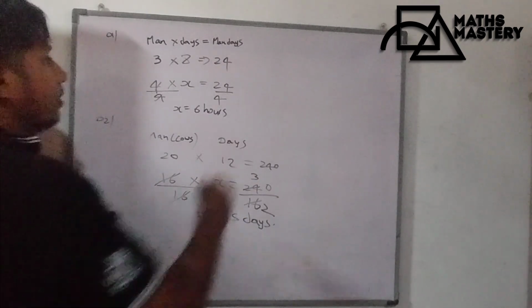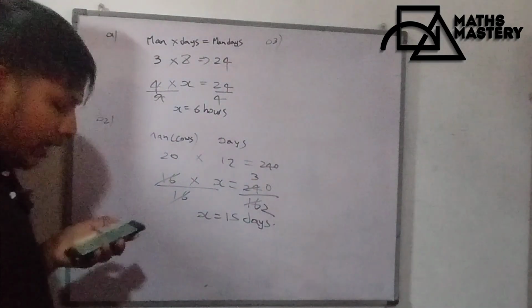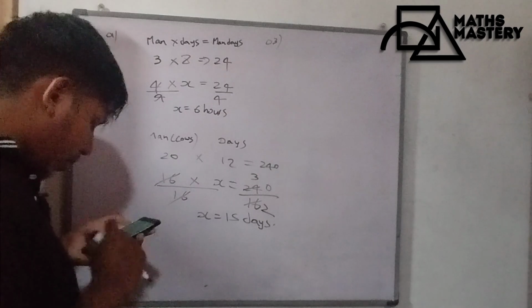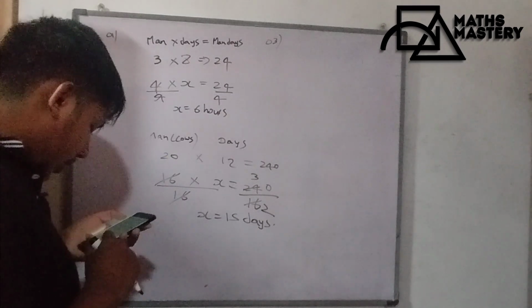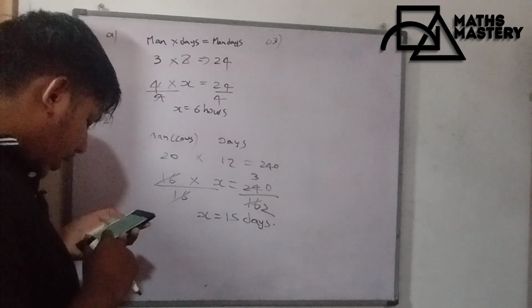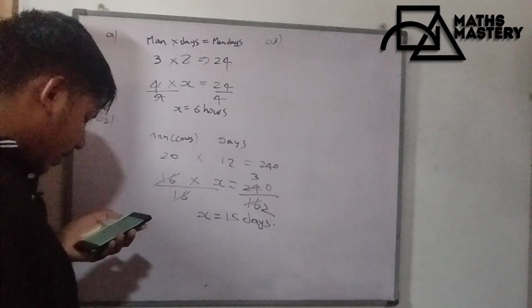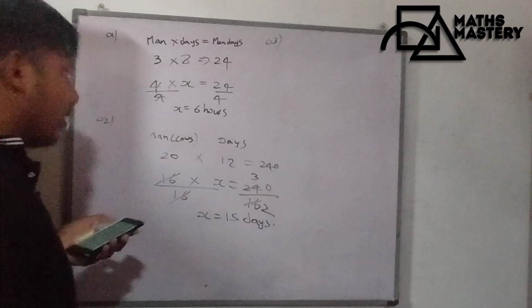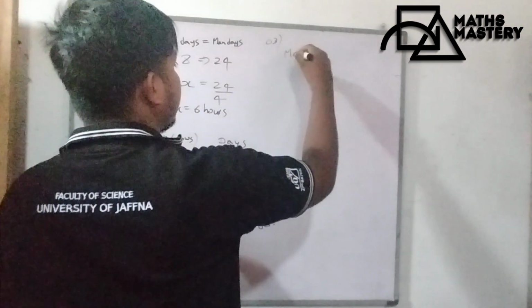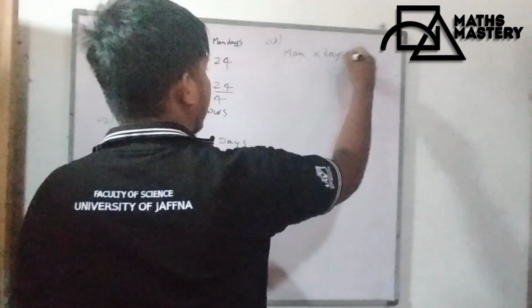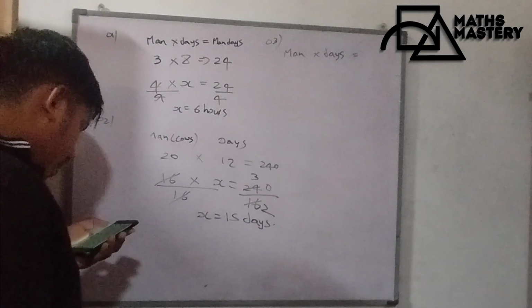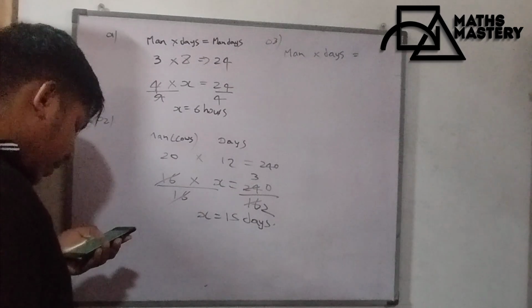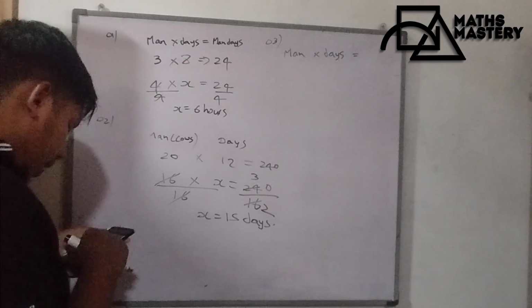In the third question, they are telling 5 men can complete 1/4 of a certain task within 4 days. Find the number of days required to complete the same task by 10 men. What they have clearly given is 5 men can complete 1/4 of a certain task. So this is also a man days type question. 5 men complete 1/4 of a certain task within 4 days. Find the number of days required to complete the same task by 10 men.